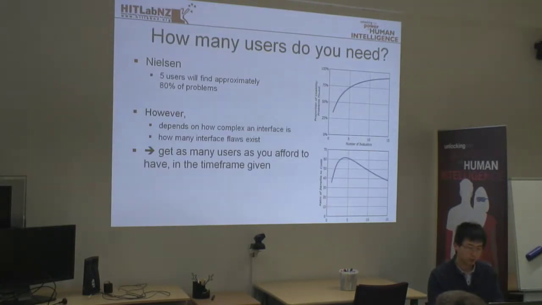So how many users do you need in usability testing? Nielsen, which is one of the big names in usability testing, says that usually 5 users find approximately 80% of the whole usability problems. So it makes sense. This is a graph that shows the number of users that you invite to your usability testing, and this is the percentage of the problems identified by those users.